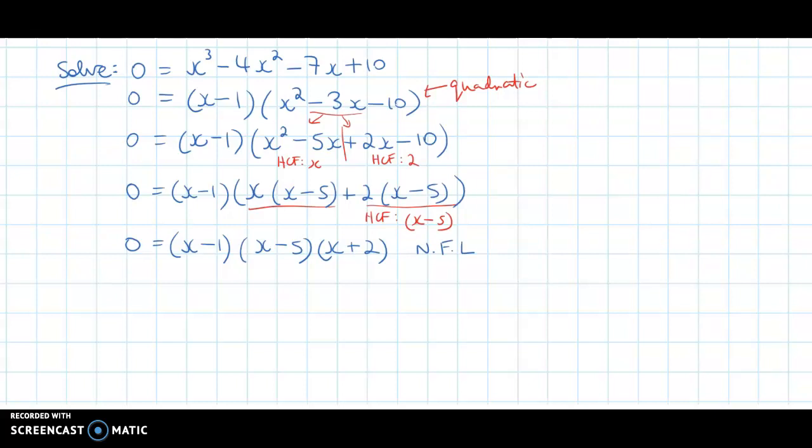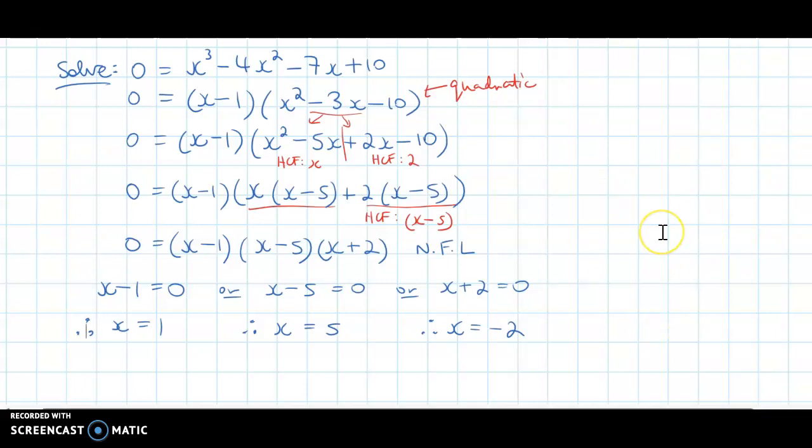So now I can go in and apply my null factor law. The really simple way of thinking about this is that each factor becomes equal to 0. And my 3 solutions for this particular cubic are x equals 1, x equals 5, or x equals negative 2, which is a great way to find the x-intercepts of this particular cubic.